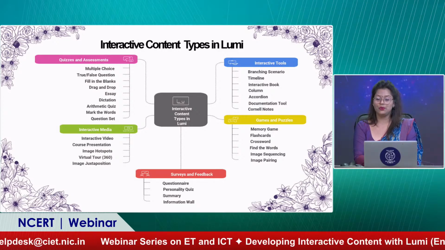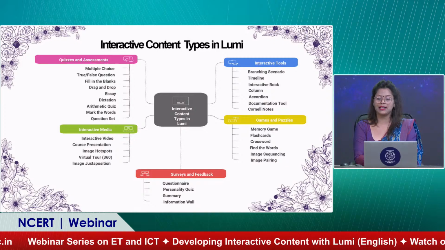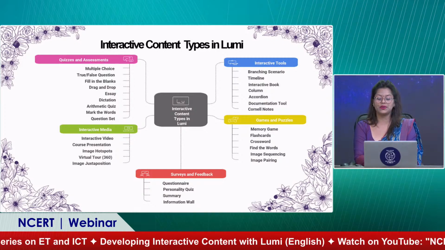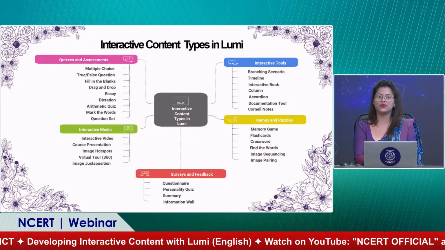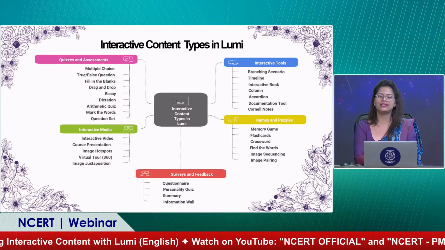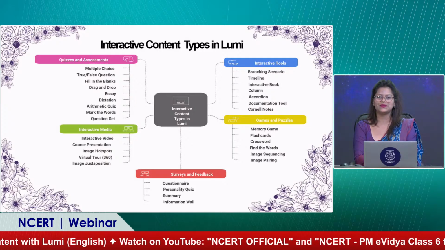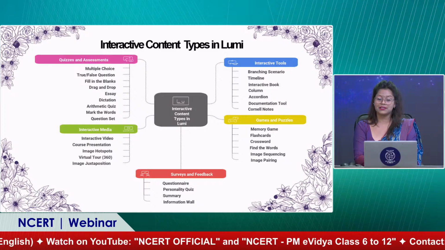Then we can use Lumi's game and puzzle features, where we can even play a memory game. Flashcards we can create through Lumi, crossword games, and find-the-words kinds of activities. Image sequencing and image pairing are very interesting. Once you include them in the teaching and learning process, students will feel good and will love to be part of it. So these kinds of games and puzzles can also be done.